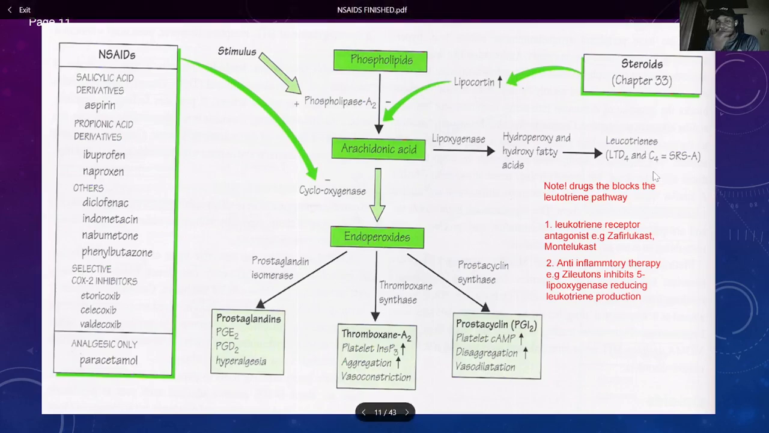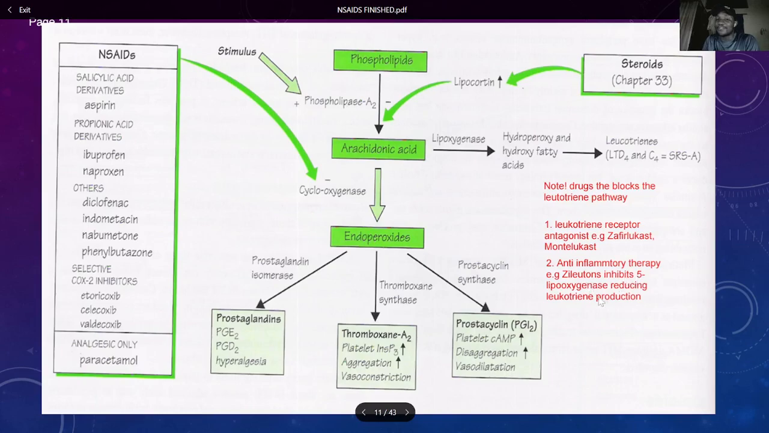So now leukotriene is formed when lipoxygenase acts on arachidonic acid, which ultimately produces hydroperoxy and hydroxy fatty acids, ultimately producing leukotriene. However, there are drugs that inhibit this process, right? The drugs that block the leukotriene pathway, the leukotriene receptor. For example, leukotriene receptor antagonists, which include zafirlukast and montelukast. On the other hand, we have anti-inflammatory therapy, which includes the zileuton.